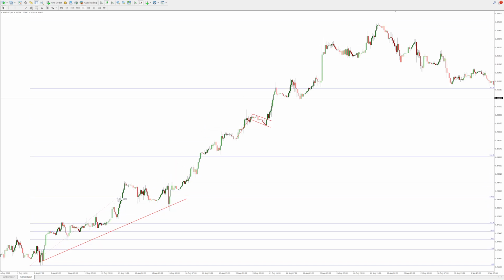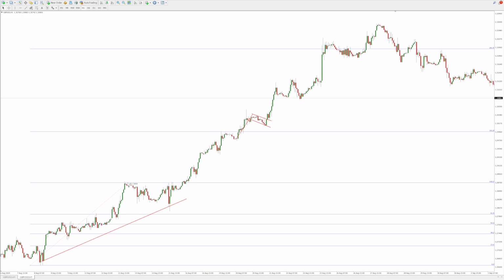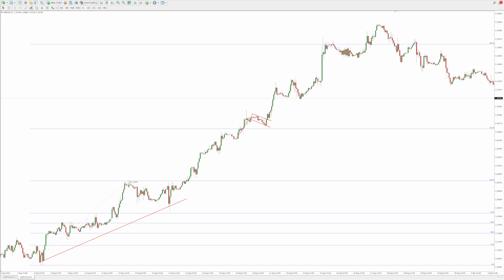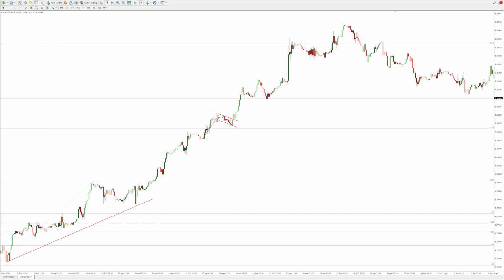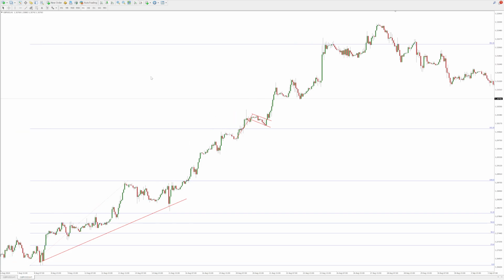You don't just have to trade the breakout. I've mentioned the pullback, haven't I? So yeah, that is the basics of Fibonacci levels.